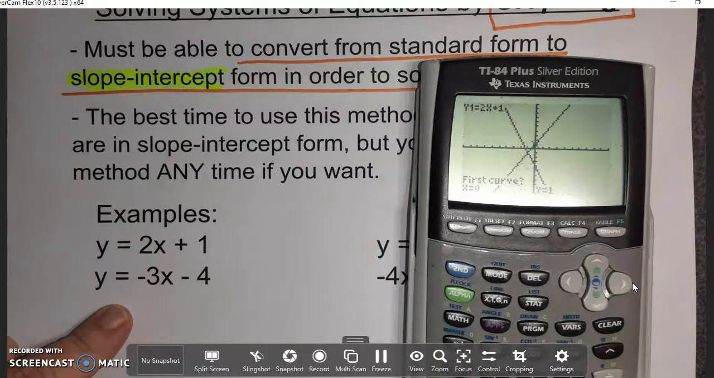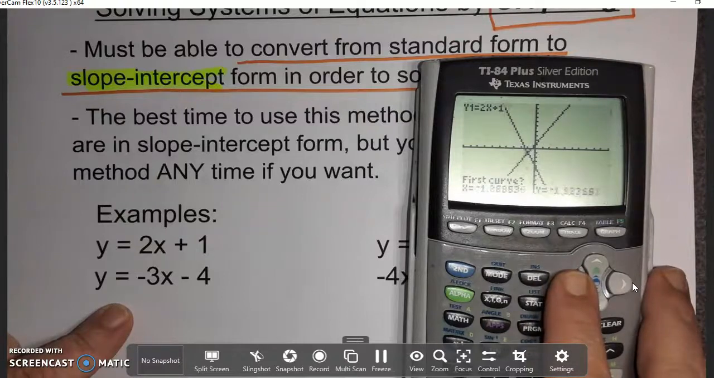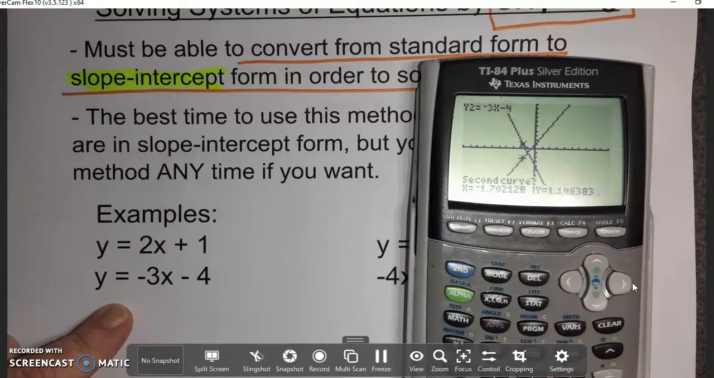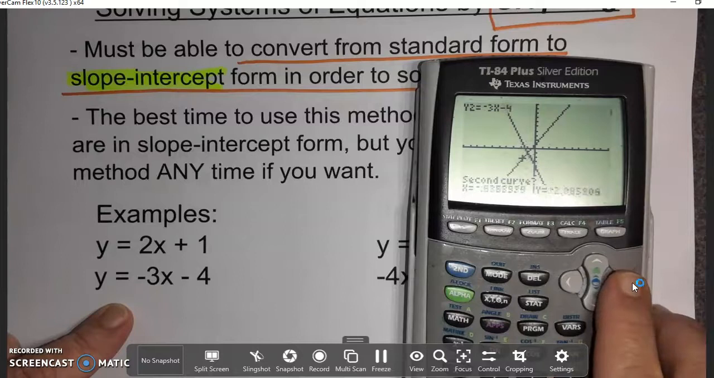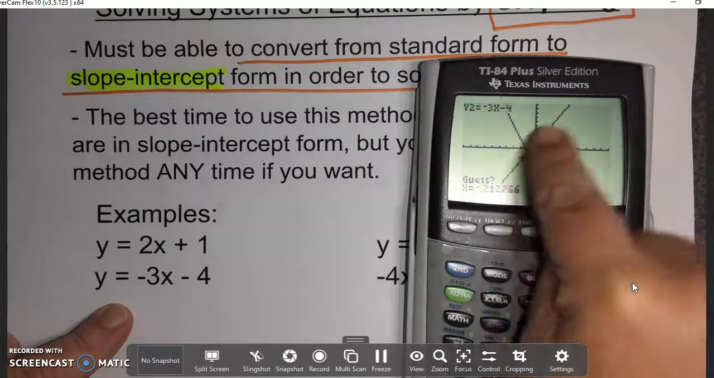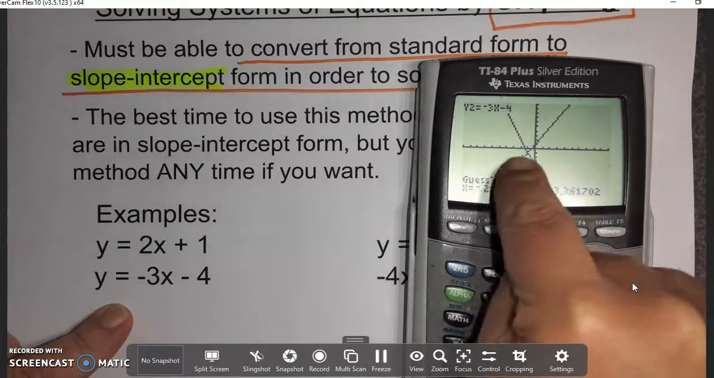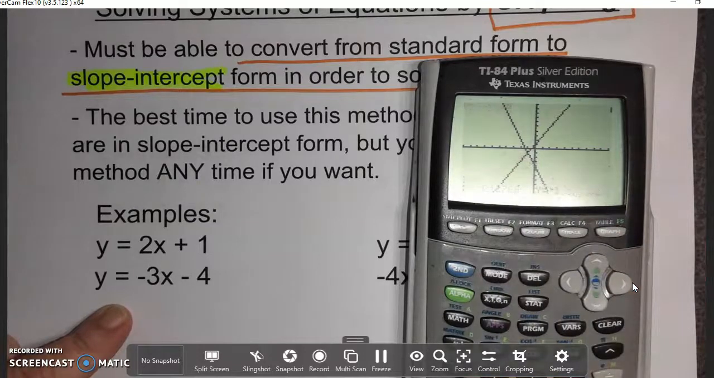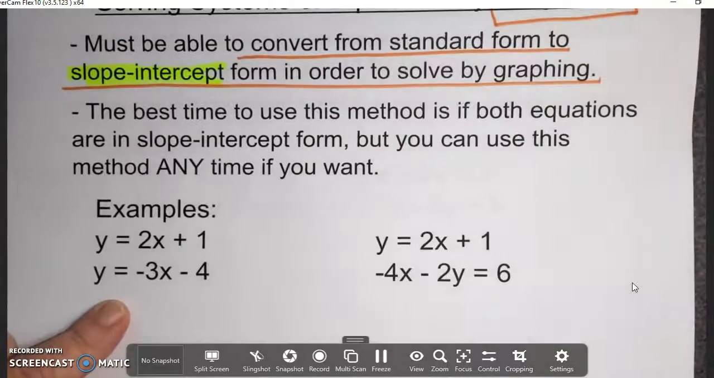So number 5. And it's going to tell me where on the first line and where on the second line. It's like you're reading it left to right. So I want my leftmost point and my rightmost point. The intersection is negative 1, negative 1. That's my solution.